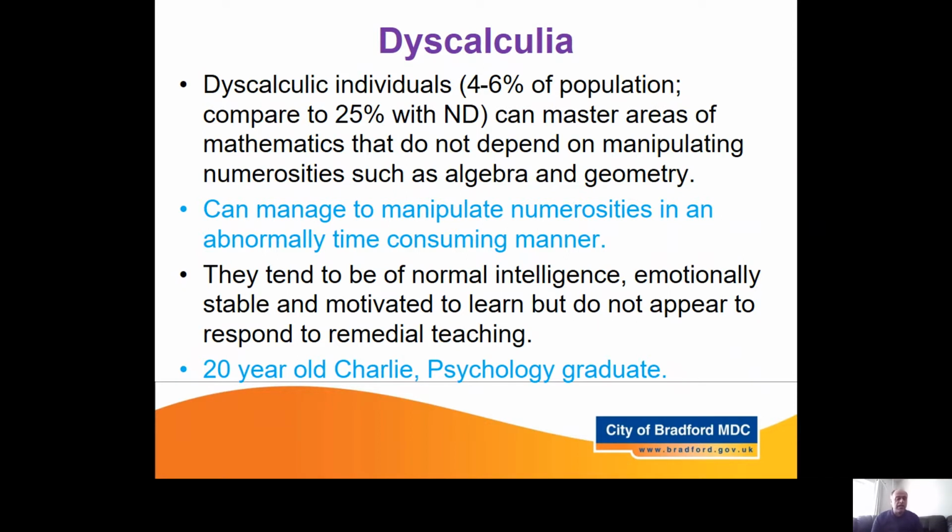teaching. And I'll discuss an example of a 20-year-old man called Charlie, who's a psychology graduate, but is dyscalculic. So he succeeded in life in terms of getting a degree in psychology, which involves a significant amount of mathematics. But he couldn't tell you, for example, that there were a couple of dots on a page without physically counting them.